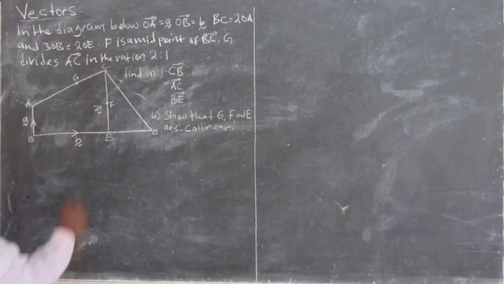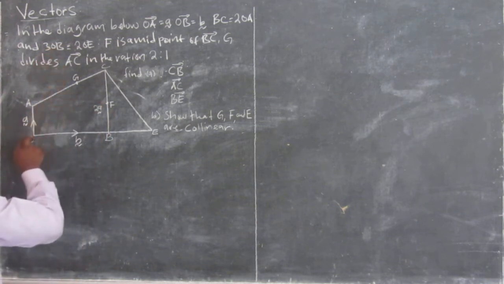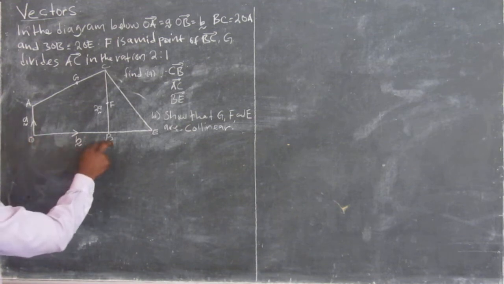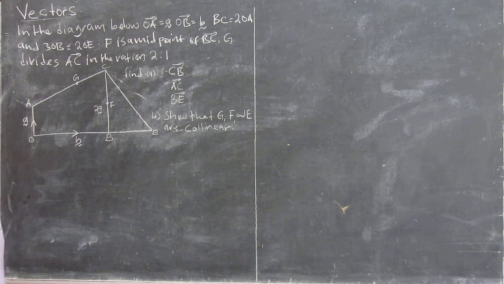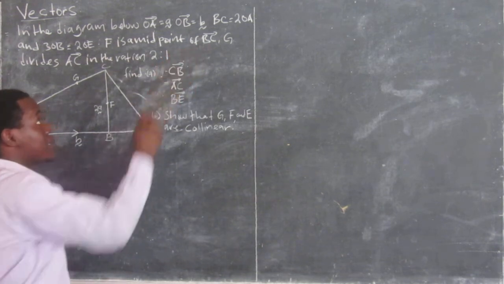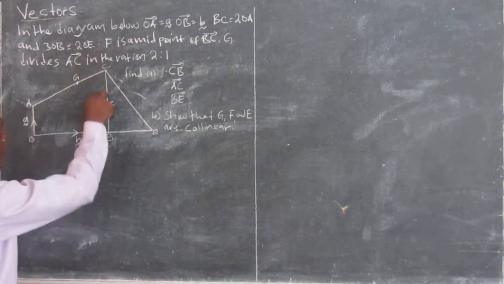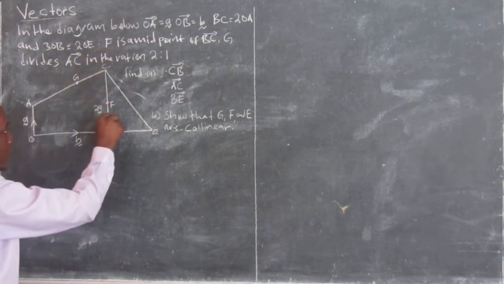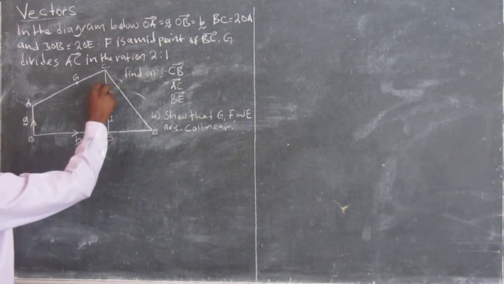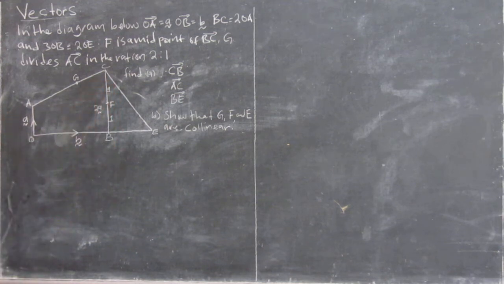And then we have 3OB. OB is equal to 2OE. We shall see how we can use that point there. And then they are telling us that F is a midpoint of BC. This F is a midpoint, meaning that here it is 1, so here it is 1. It divides the line BC into two portions.